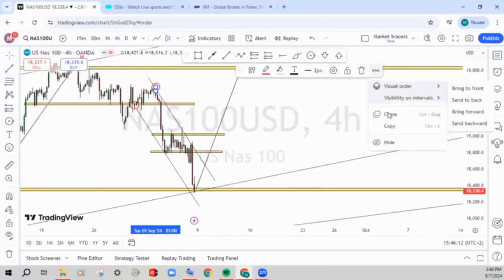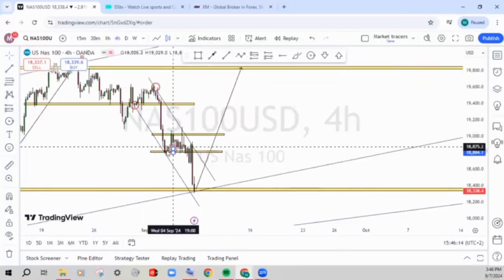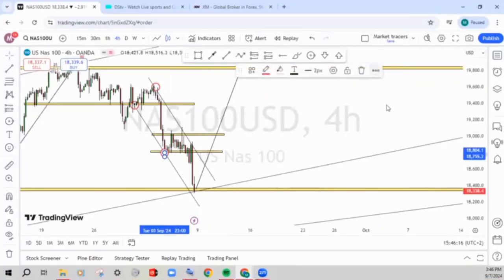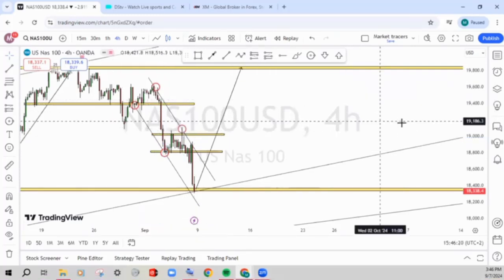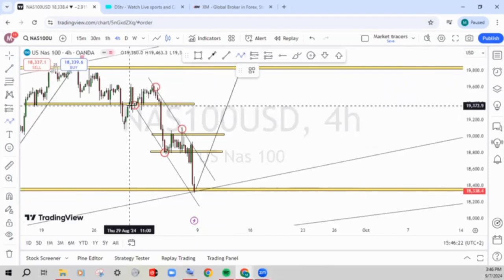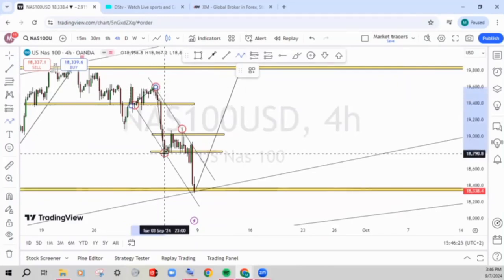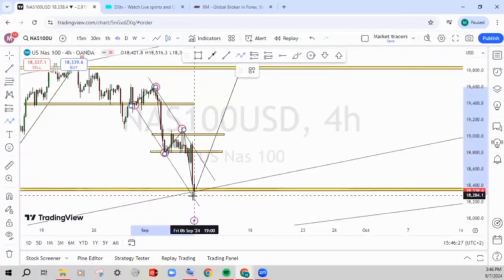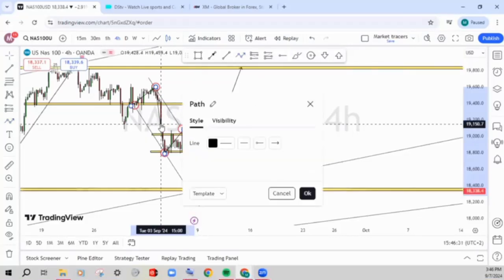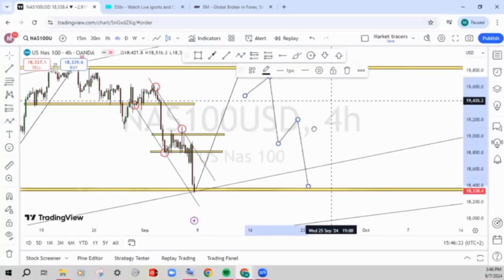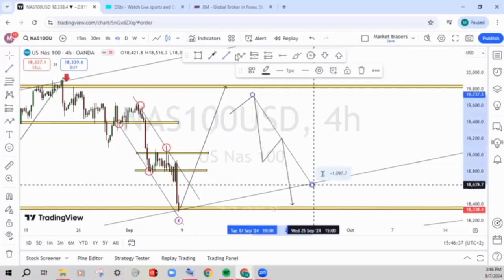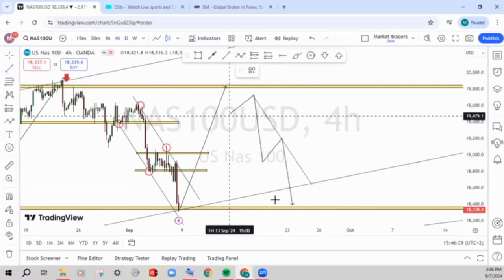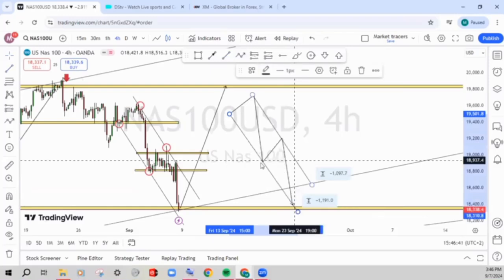Okay, then I will switch to a line chart. From here I can see that it gave me a push to the upside, came to the downside, went to the upside, came again to the downside. From here I can easily conclude that right around this level from the previous week, from the 29th of August, guys, that is when our market started.